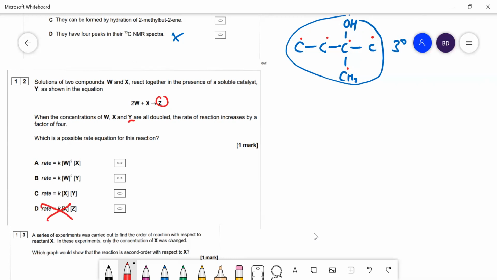Now if you double the concentrations of the reactants, the rate increases by a factor of 4. Well, if you doubled that, the W would make it go up by a factor of 4, and the X would make it go up by a factor of 8, so it's not that one. You'd have a similar thing there with B, go up by a factor of 8. This one, doubling X would double the rate, and doubling Y would double it. So you get 2 times 2 is equal to times 4. So that's the answer there.